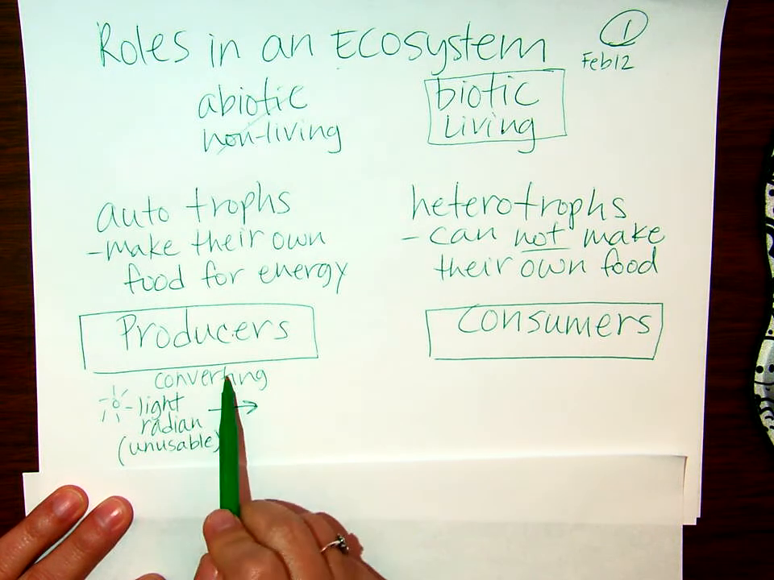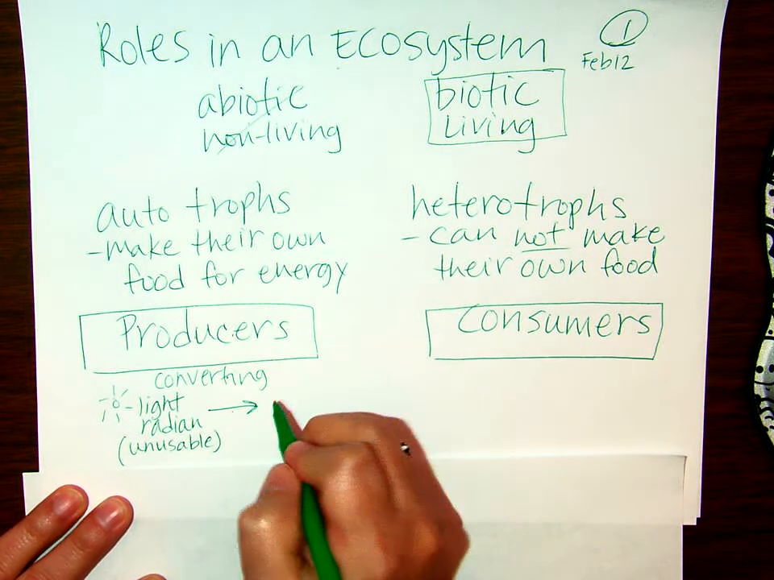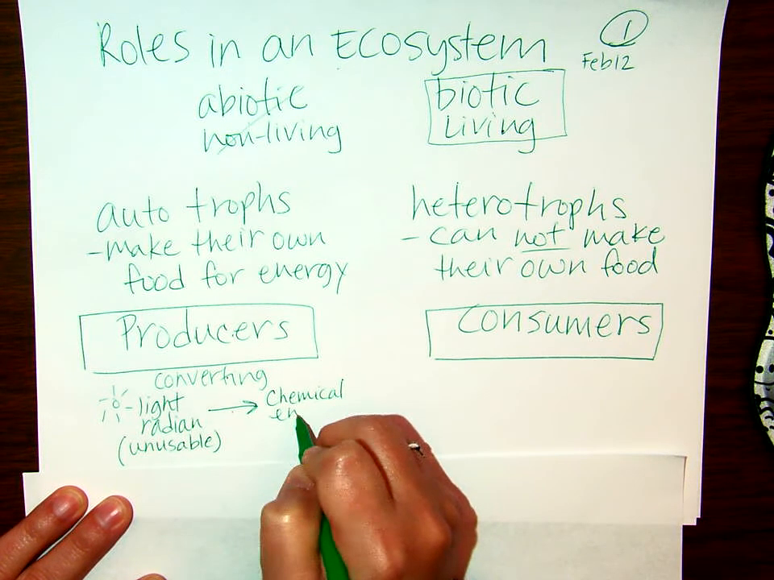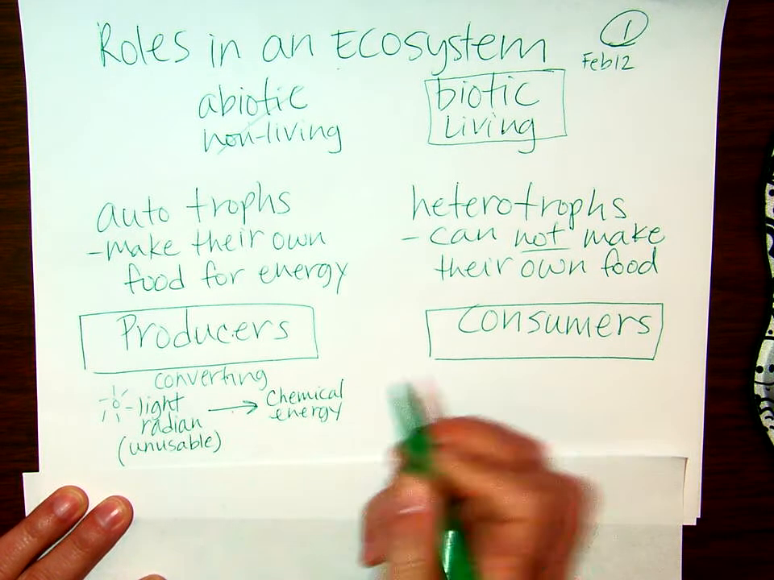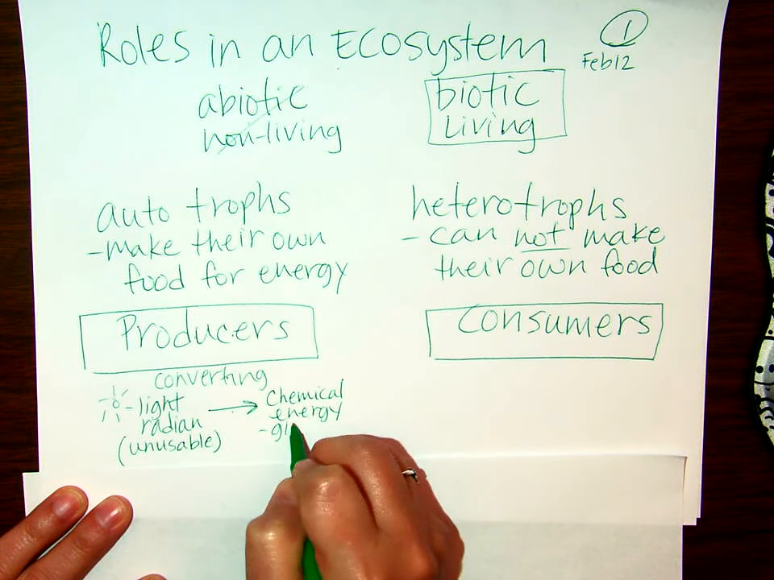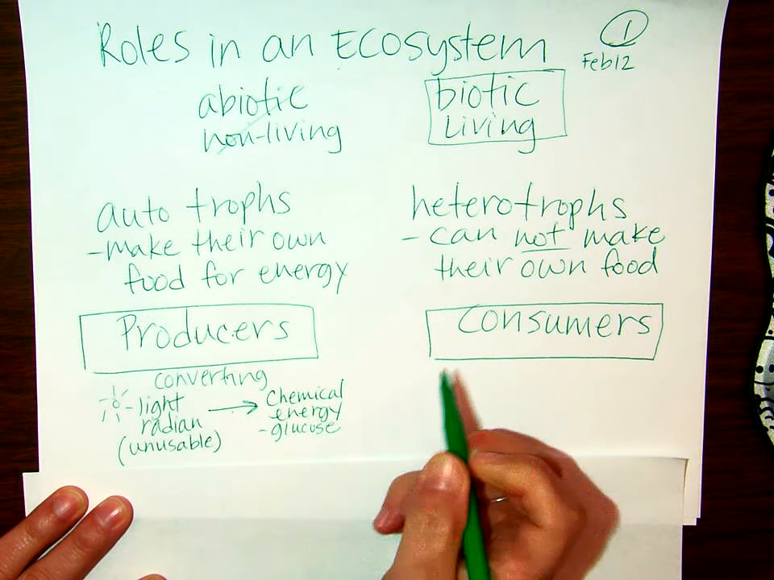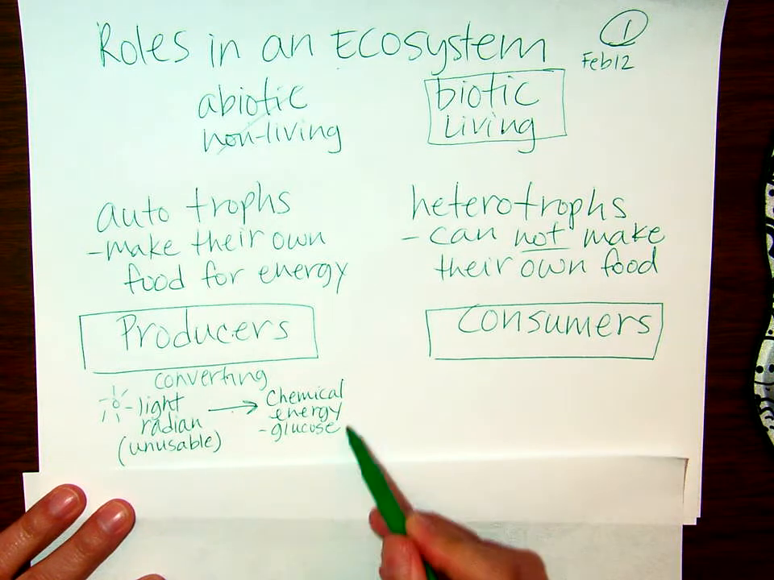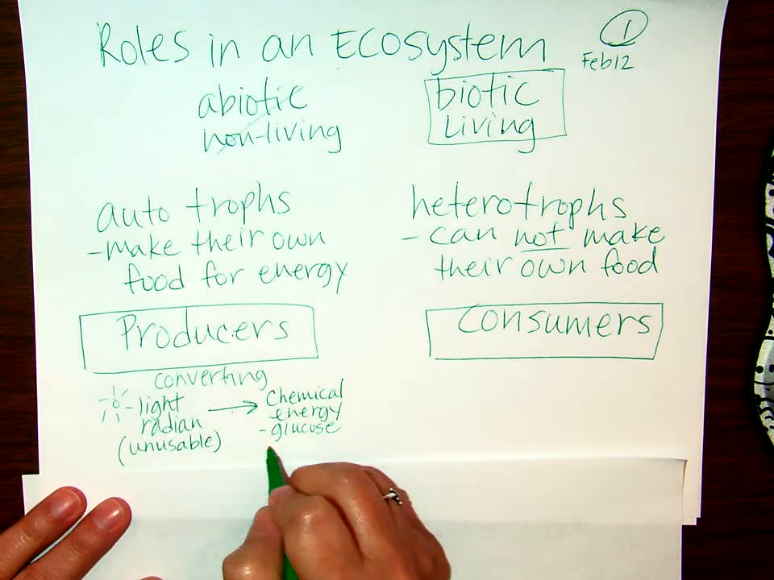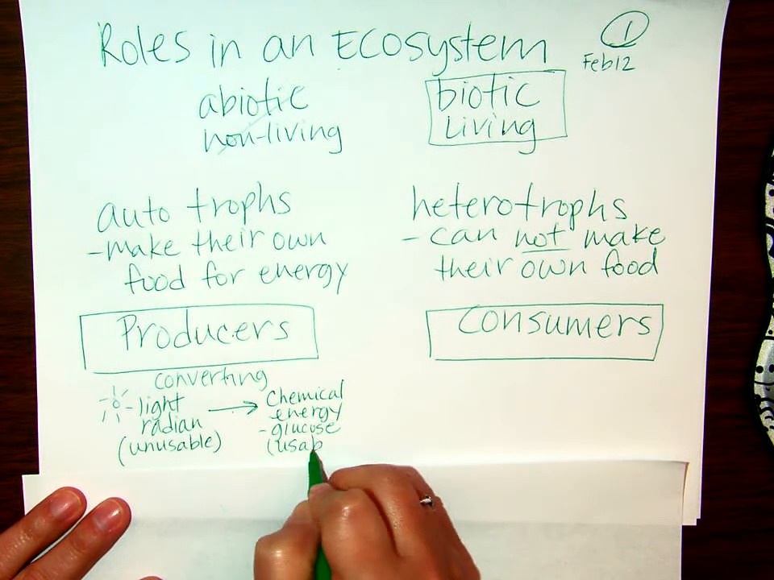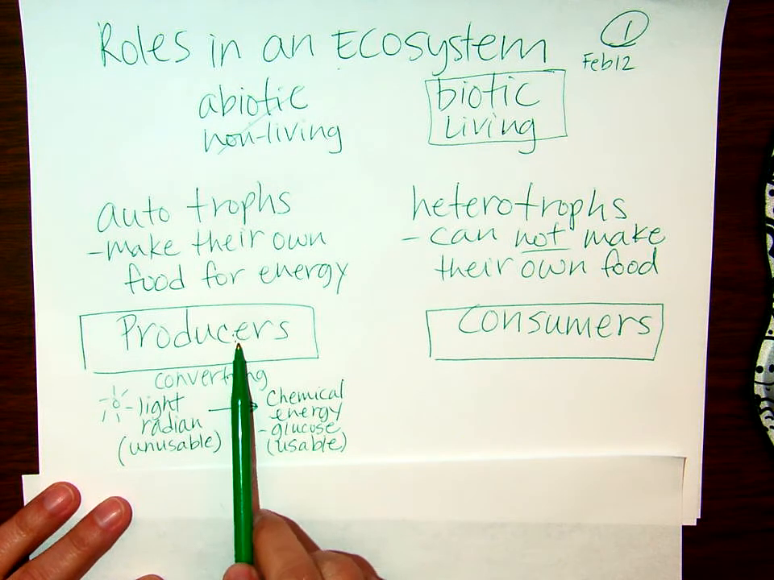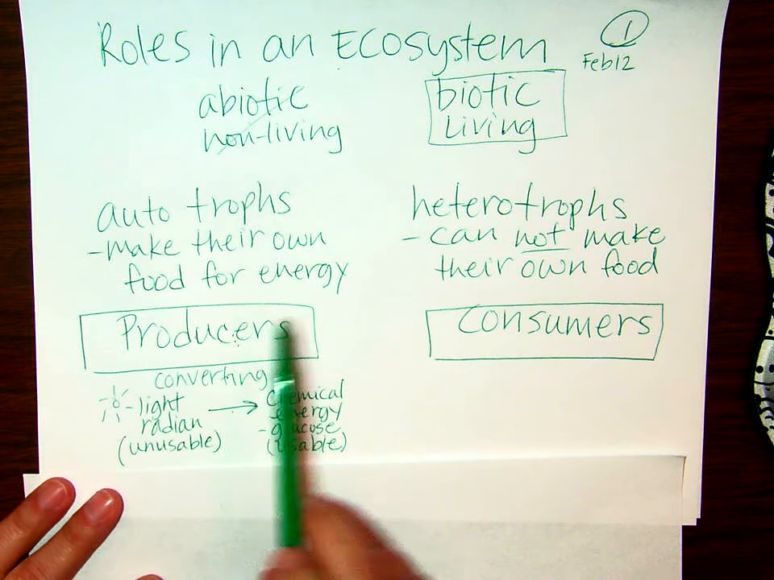So producers convert it into something we can use. They convert it into a chemical energy in the form of glucose. And this is the process of what photosynthesis does. This whole process here is photosynthesis. Glucose we can use. This is usable energy. So plants can make their own food and live off what they make. So they're good. So what about consumers?